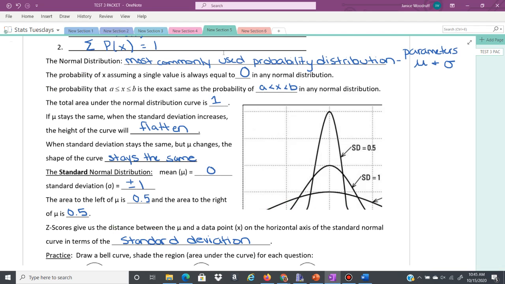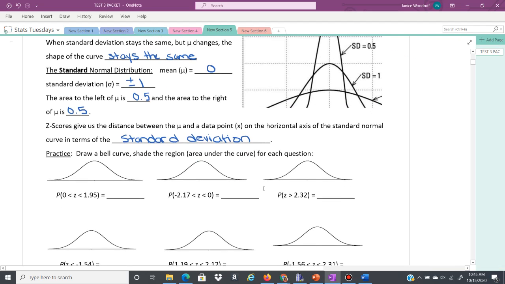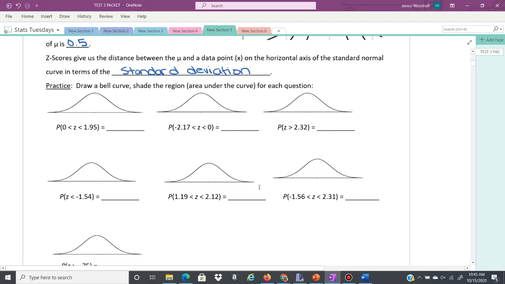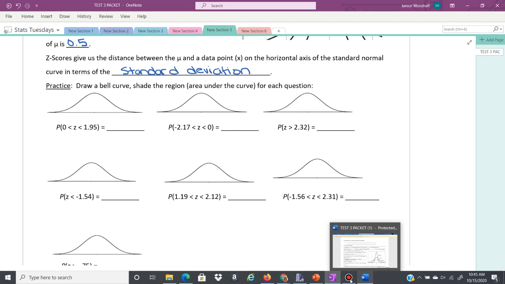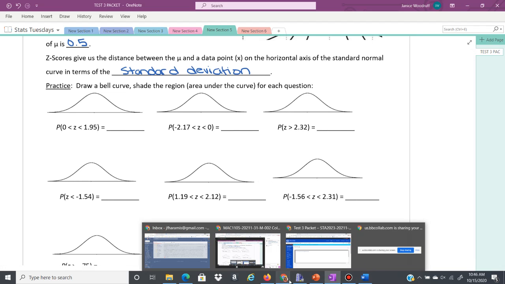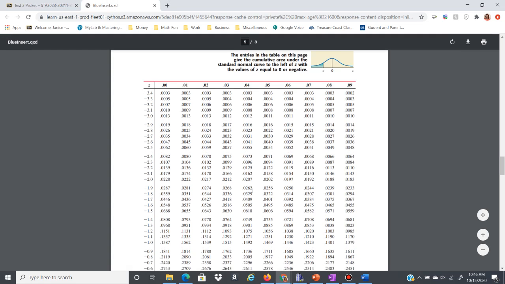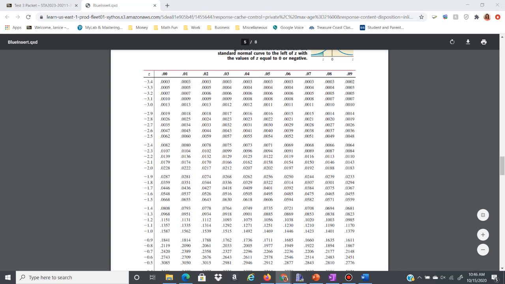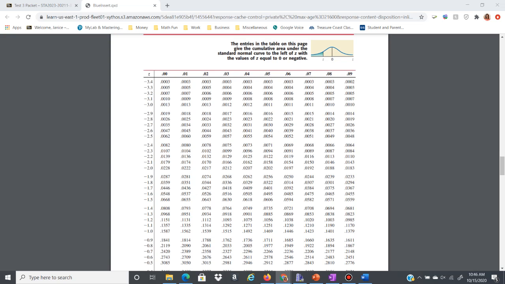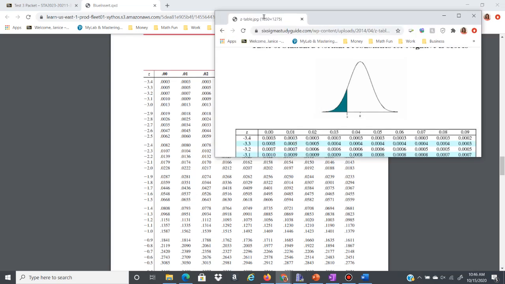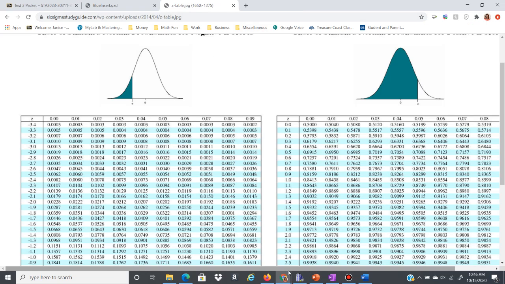Okay, so let's go back here. Actually, let's look at our z-table first. Where's our z-table? Here's our z-table. I don't like this one that much. I like this one. They're all the same, basically, but this one is the link that I gave you. I'll give it to you guys again.